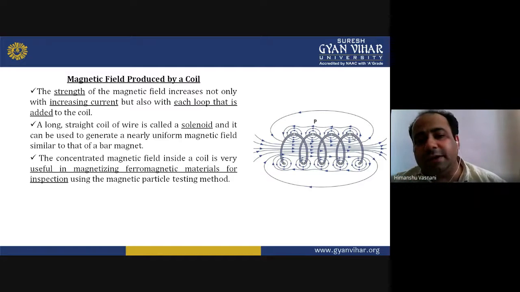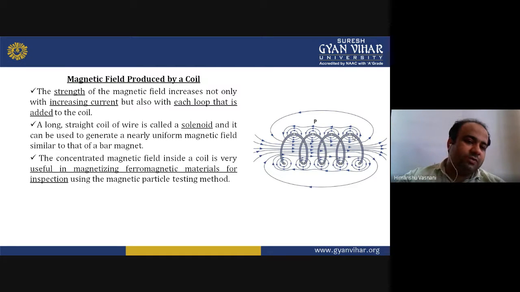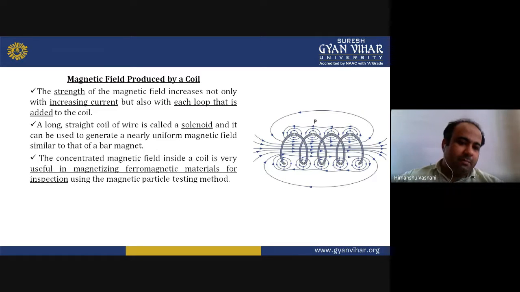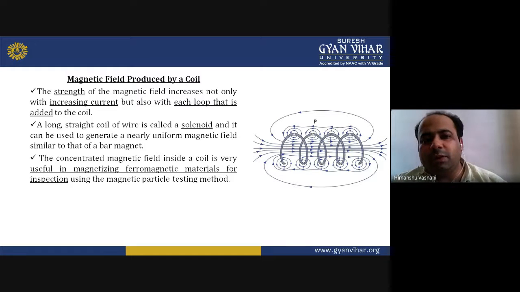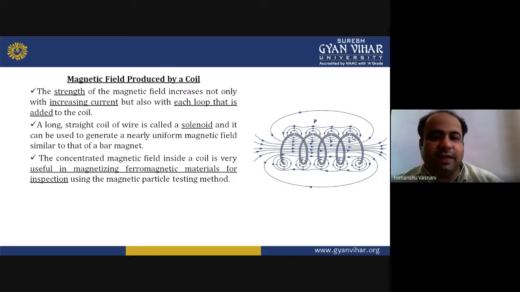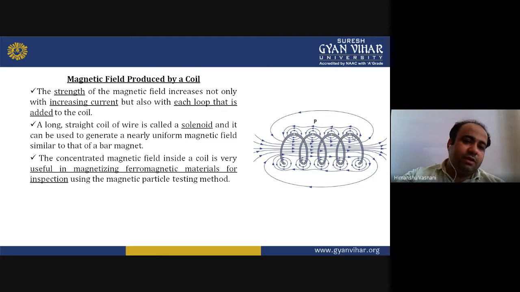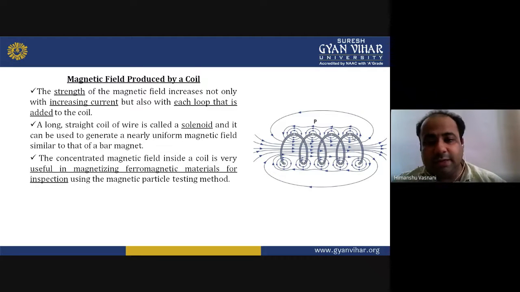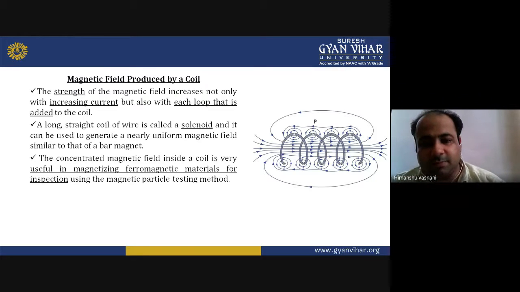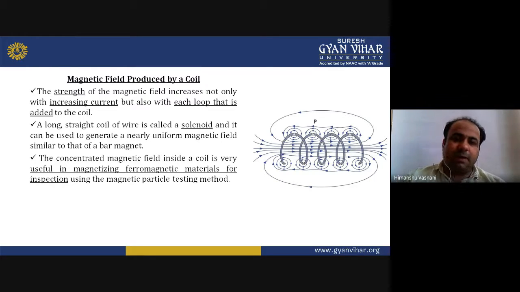The concentrated magnetic field inside a coil is very useful in magnetizing ferromagnetic materials for inspection using the magnetic particle testing method. So the importance of the coil is there in the magnetic particle testing method. We have studied this magnetic particle testing method previously in the lecture.